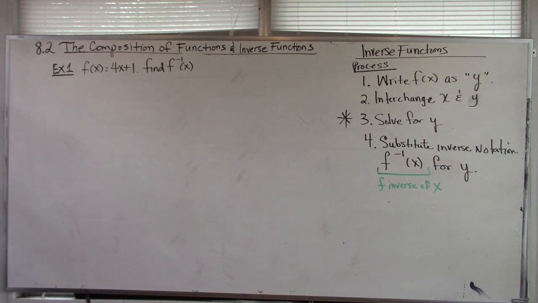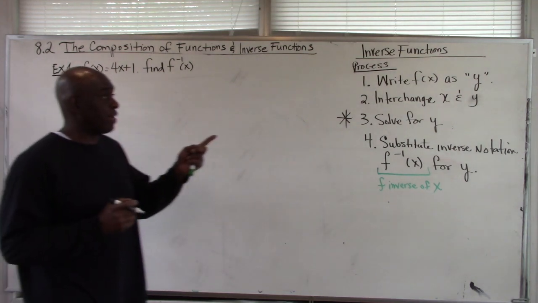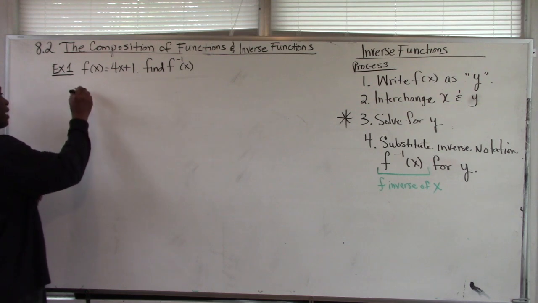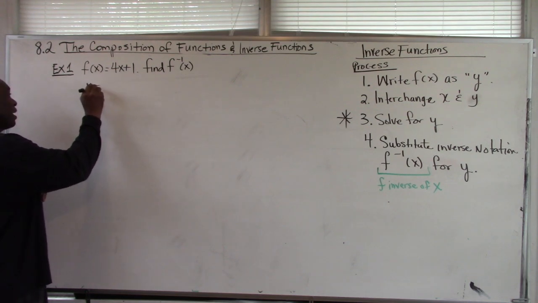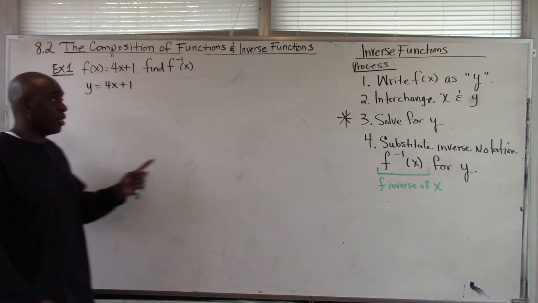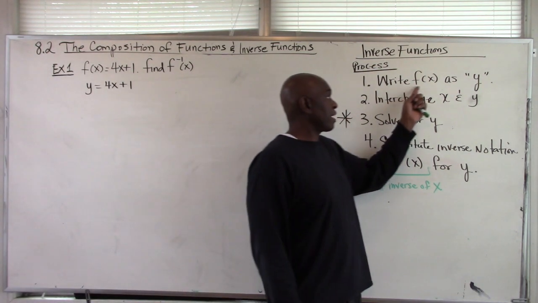Okay, step 1, rewrite f of x as y. So when there's f of x, take it out and put y there. So y equals 4x plus 1. That's step 1. See? Write f of x as y.